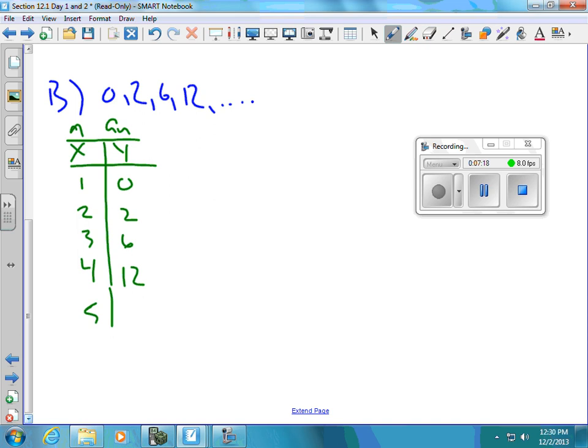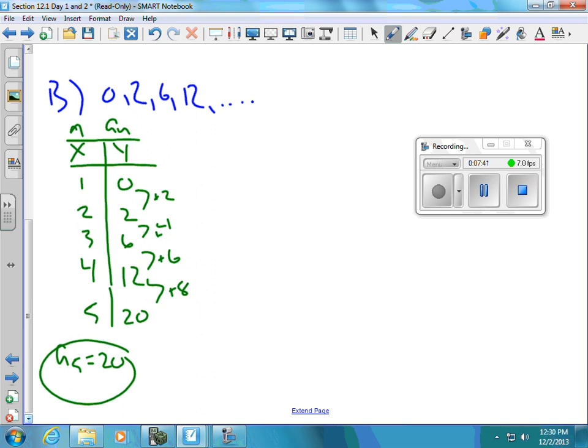Well, what seems to be happening here? It looks like it went up by 2, looks like it went up by 4, looks like it went up by 6 to me. So my prediction is it's going to go up by 8 again, which would mean 20. So my prediction is that A sub 5 is 20. The fifth term is 20. Okay, so we're starting at 0, and we're increasing by 2 more each time. That's kind of what we're doing.